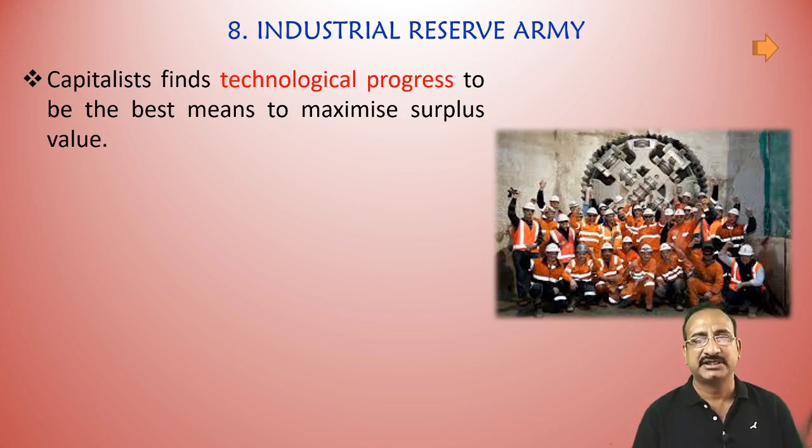because so as to reap more and more profits from the society, what are the options open to the capitalists? One is reducing the wages. Second one is increasing the labor hours. Third one is introducing new technology and increasing the productivity of labor. Among these three options, capitalists find increasing labor productivity through technological progress the most appropriate method. So they will follow this technological progress so as to maximize the surplus value.